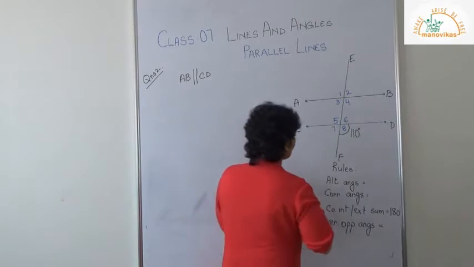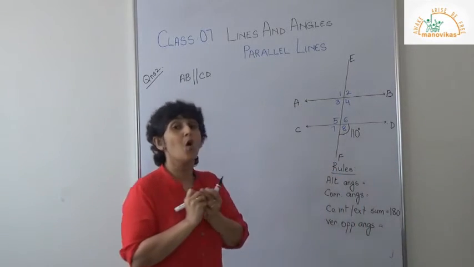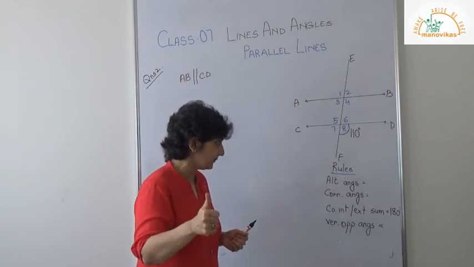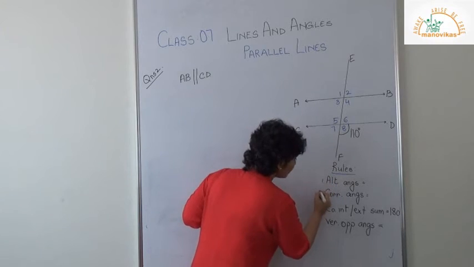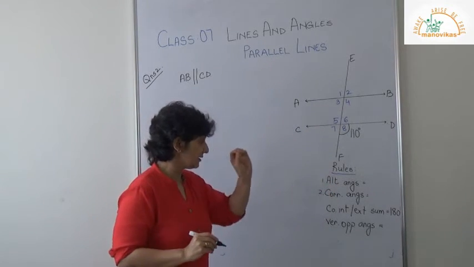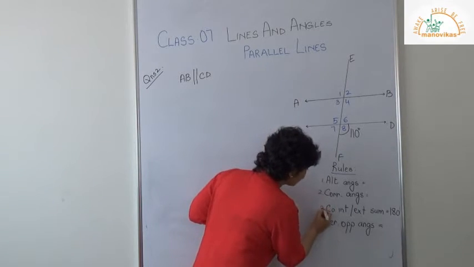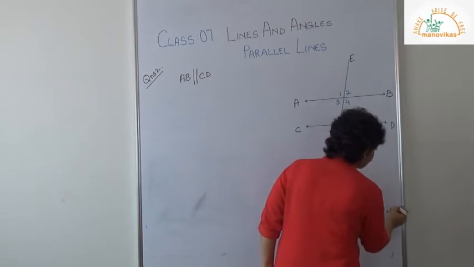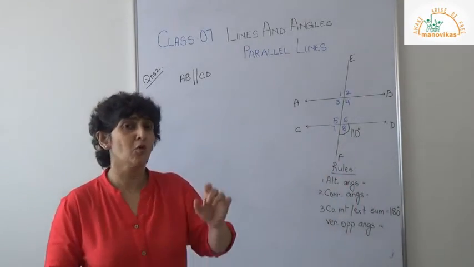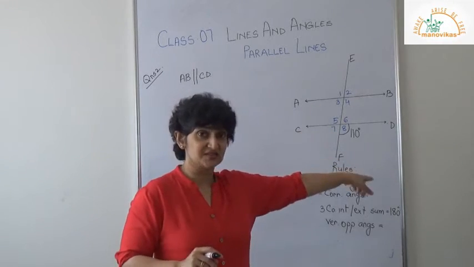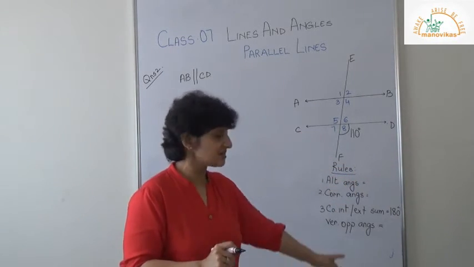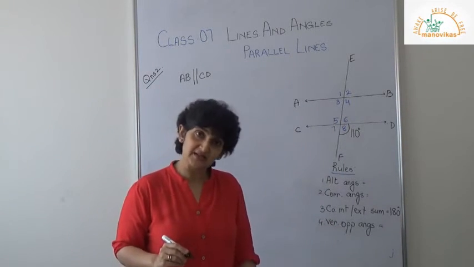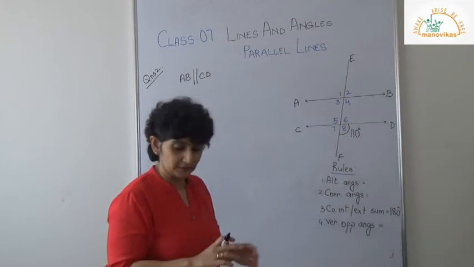So please write your rules at a side. What are the rules? Alternate interior, alternate exterior angles are equal. Correct? You know this. Then corresponding angles are equal. Then co-interior angles, their sum is equal to 180 degrees. Correct? And along with this, children, you know when two lines are cut by a transversal, we get vertically opposite angles. You can always even have this as one of your reasons. The vertically opposite angles are equal.